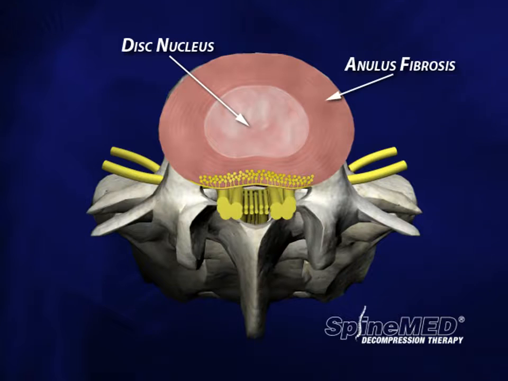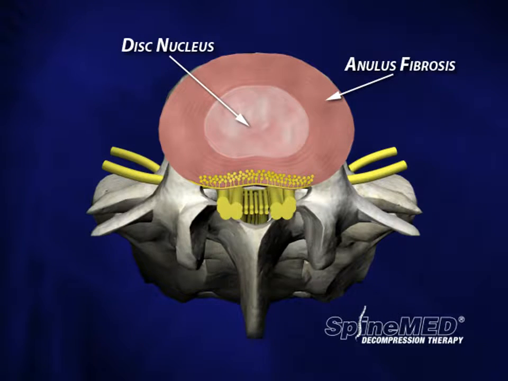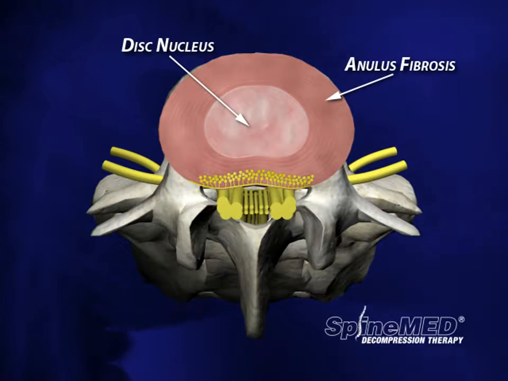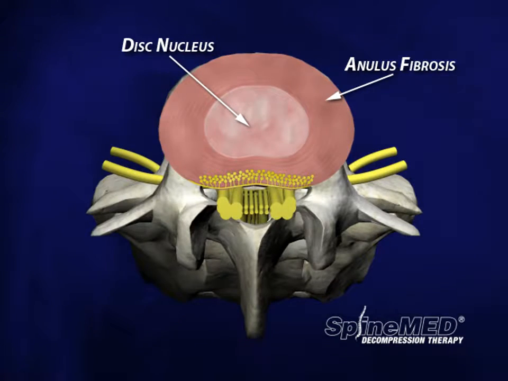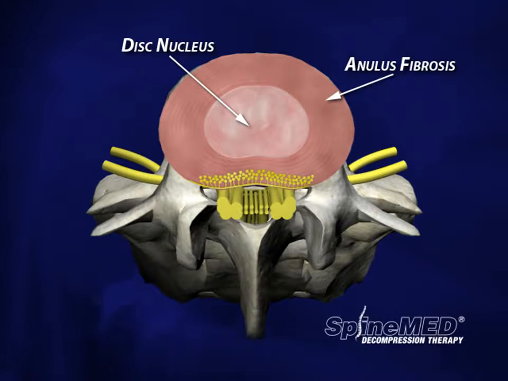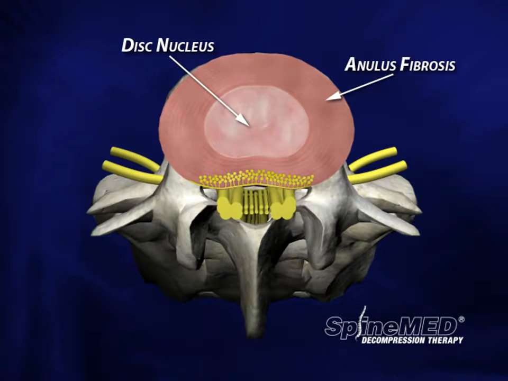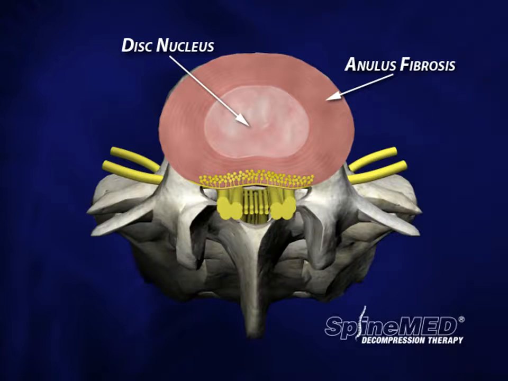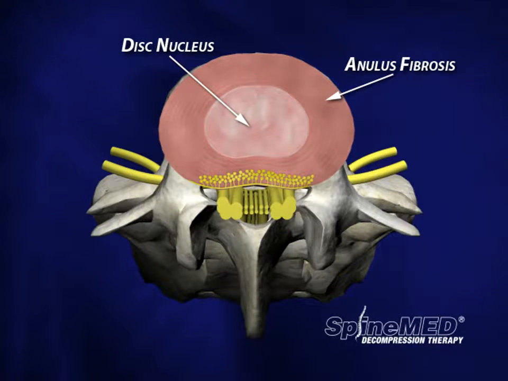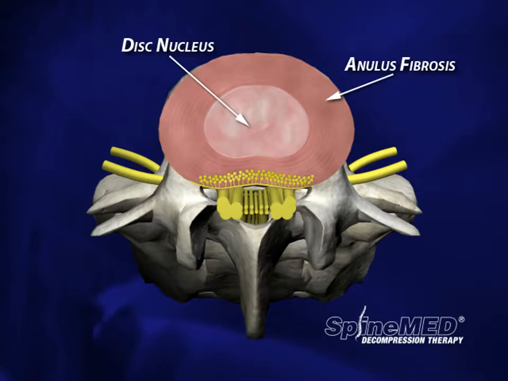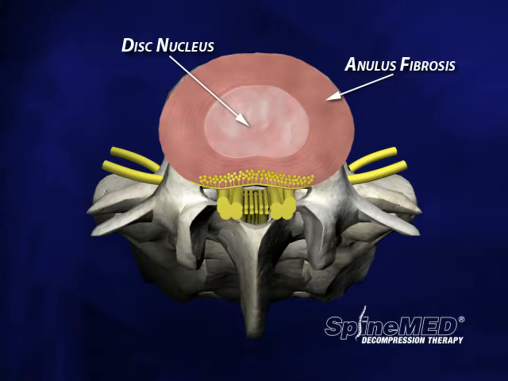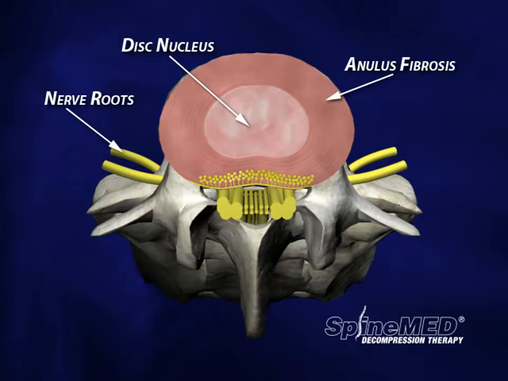The nucleus is surrounded by the annulus fibrosus. Like the term fibrosis implies, the annulus is a tough, fibrous material made primarily of type 1 collagen. Its primary job is to keep the nucleus contained in the center of the disc. In a healthy disc, the annulus is very pliable and capable of bending and flexing. Notice that the annulus has its own nerve supply, shown by the yellow dots along the outer wall.